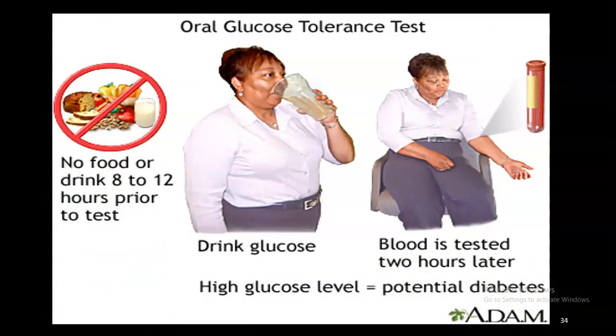So before the test, no food or drink 8 to 12 hours prior to the test. Then you drink glucose or a glucose drink. So blood is tested 2 hours later. And then if you have a high glucose level, it means you have diabetes.